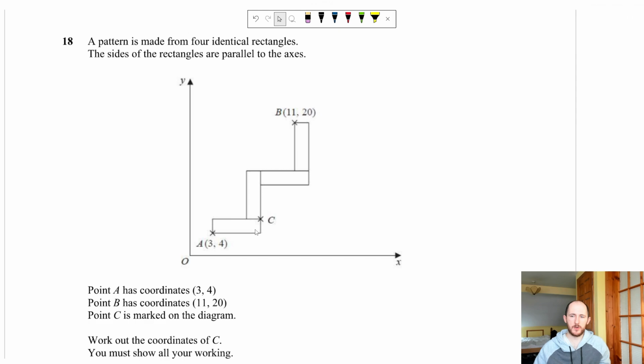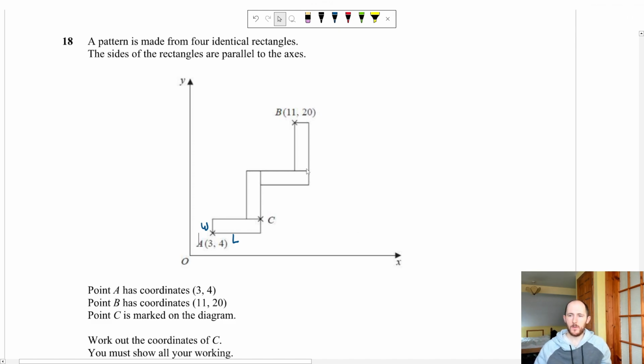So we have these 4 identical rectangles, and we need to work out the coordinates of point C, so this point here, which, as you can see, is 1 length away and 1 width away from point A. So I'm going to call any right movement, the longer side, the length, because that makes sense to me. I'm going to call the thickness of it the width, because that makes sense to me as well. And we need to work out what the value of the length and the width are in order to work out what the coordinates of C are.